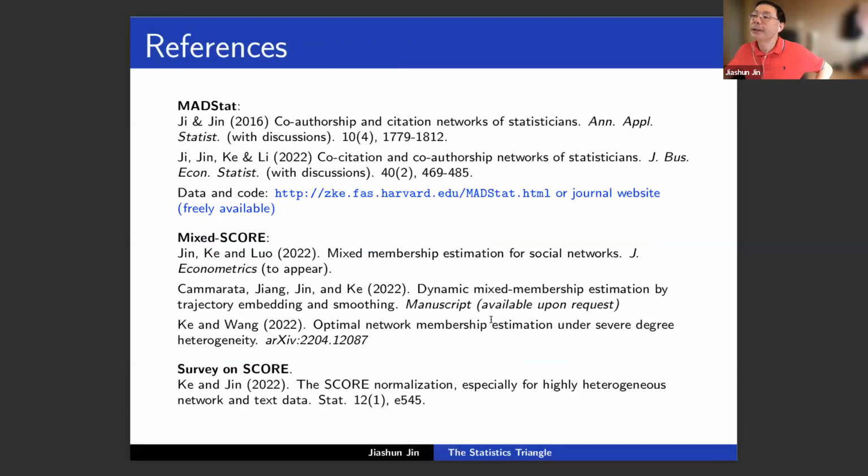Here are some references. Here are the two data set references, two papers on mixed SCORE, and a survey paper on SCORE.